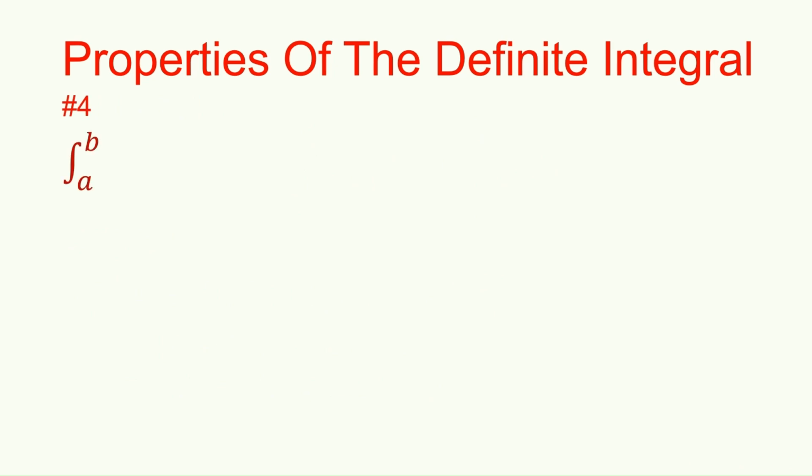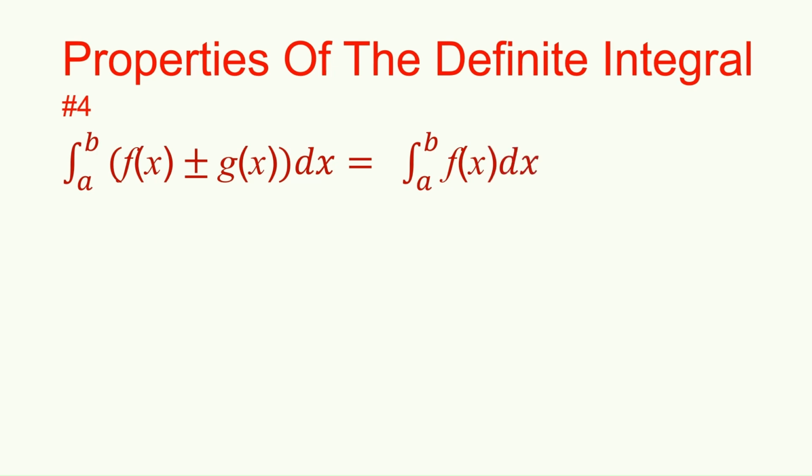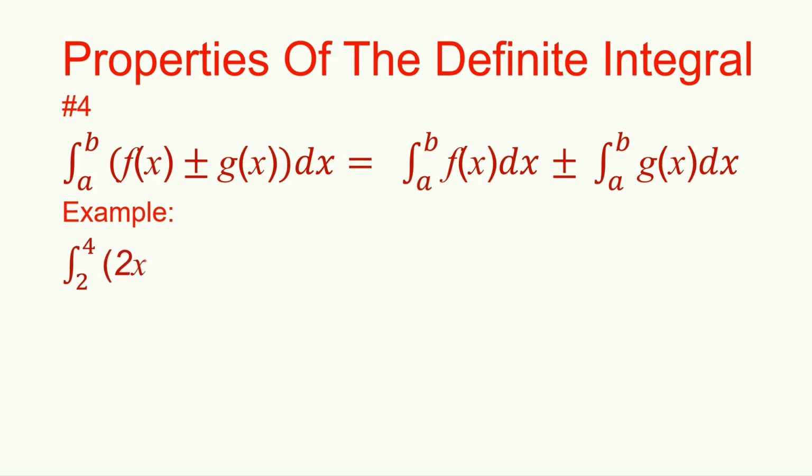Property number 4. Integral of f(x) plus or minus g(x) with respect to x from lower limit a to upper limit b equals integral of f(x) with respect to x from lower limit a to upper limit b plus or minus integral of g(x) with respect to x from lower limit a to upper limit b. Note it in the example.